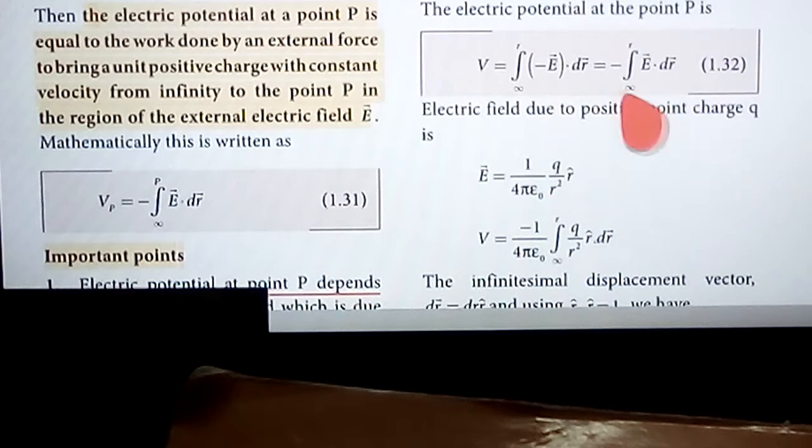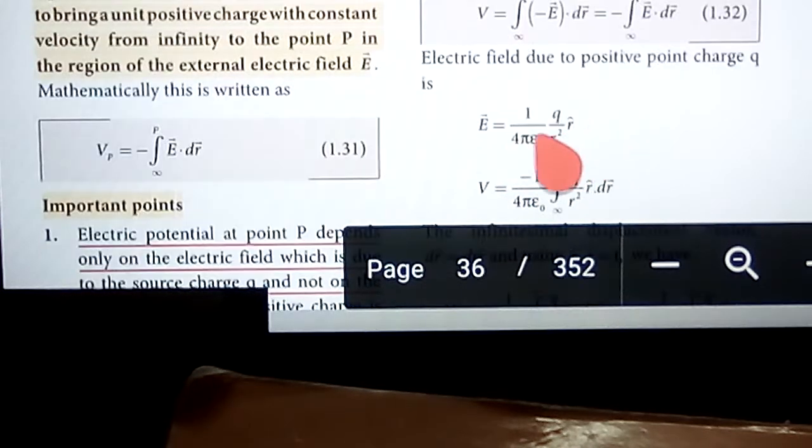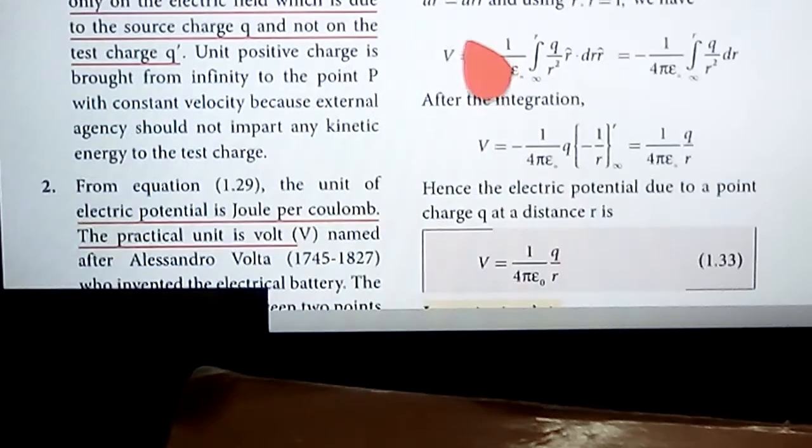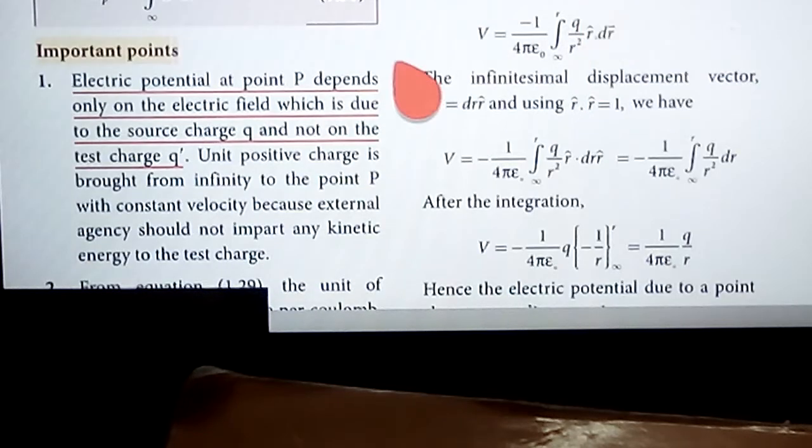Now, the electric field due to a positive point charge Q is given by E equal to 1 by 4 pi epsilon naught Q by r square r unit vector, and V is equal to minus 1 by 4 pi epsilon naught integral of infinity to r Q by r square r dot dr. So here the infinitesimal displacement vector, that is dr, equals dr into r unit vector, and using this, r unit vector dot r unit vector equals 1. So this is the expression for the electric field, and this is the electric potential V.